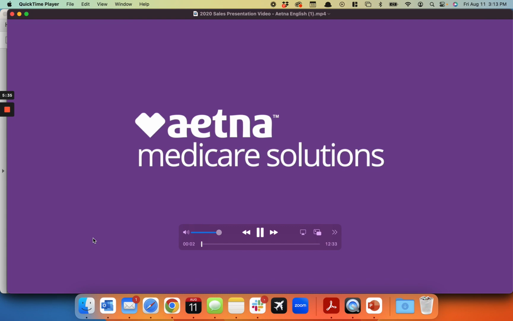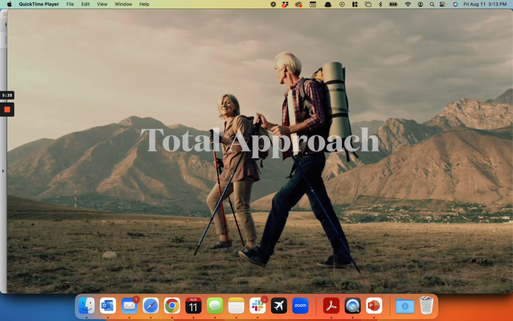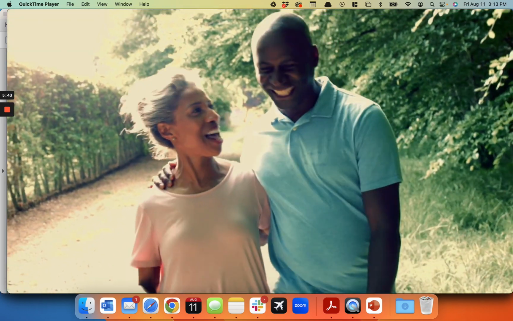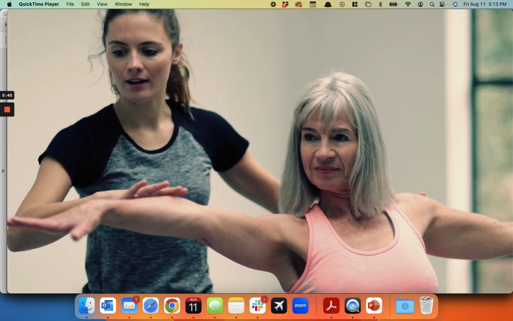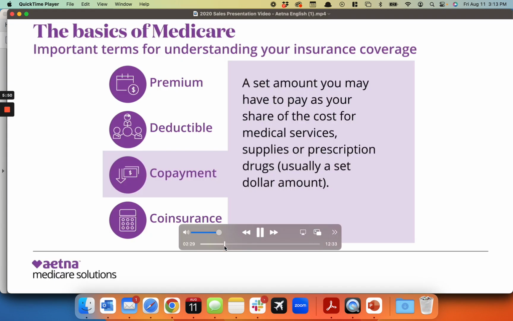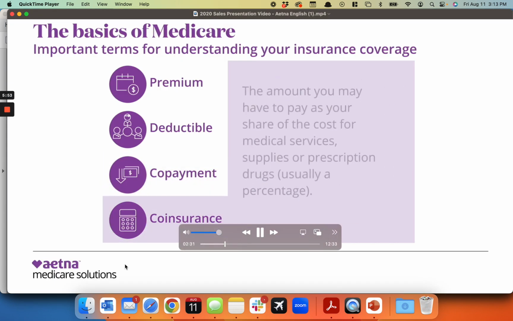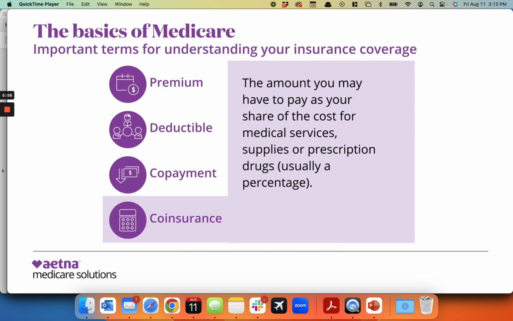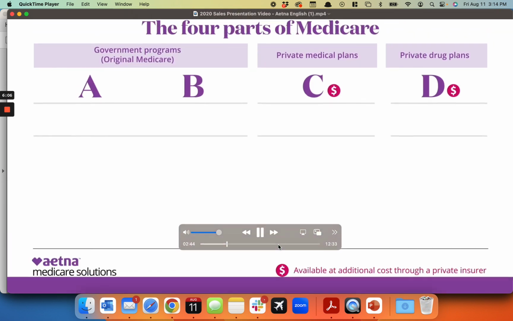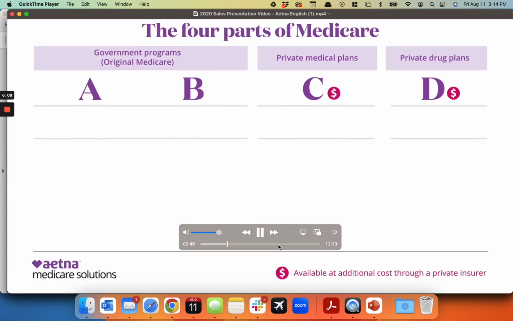Welcome to Aetna Medicare Advantage, a health insurance plan designed with a total approach to your health. We understand that maintaining your health means so much more than just taking care of your physical needs. It means living in the moment and spending time with those you love. Co-insurance is the amount you may have to pay as your share of the cost for medical services, supplies, or prescription drugs. Co-insurance is usually a percentage, for example, 20%. Medicare can be complicated. Let's simplify it by learning about the 4 parts of Medicare.